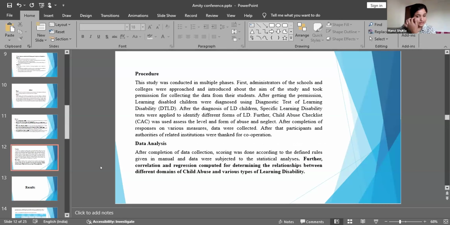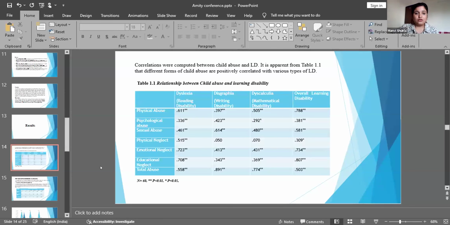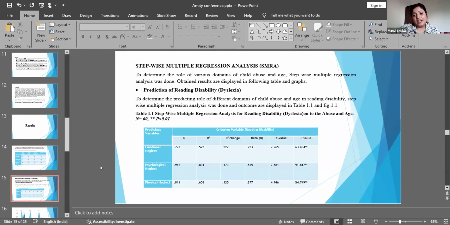After the completion of data collection procedure, the data analysis was done using correlation and regression analysis. These are the results. Correlations were computed between child abuse and learning disability. It is apparent from the table that different forms of child abuse are positively correlated with various types of learning disability. To determine the role of various domains of child abuse and age, stepwise multiple regression analysis was done. These are the results of regression analysis.